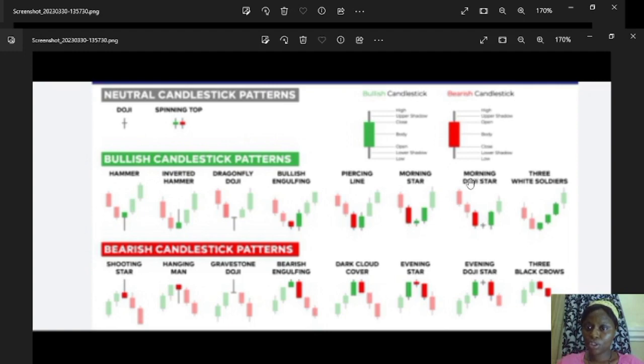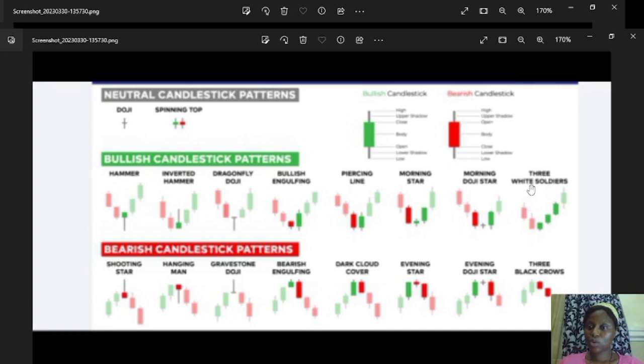We have the morning doji star. The difference with the morning doji star is that it has a doji in it. You can see a plus, a cross sign in the middle, instead of a short spinning top candle like this. It has a doji candle like this in the middle, and you see the 1 2 3 candles. This is the morning doji star, showing the market is changing from a bearish to a bullish trend.